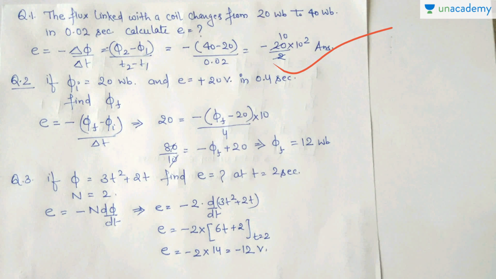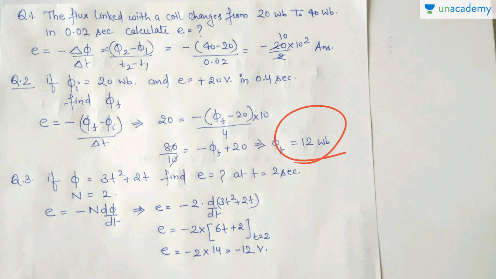Okay. Now the second question. If the initial flux is 20 Weber and the EMF generated due to the change in flux is 20 volt in 0.2 second, then what is the value of the final flux at this time? So again we put this formula, E is equal to minus change in flux upon change in time. The value of E is given as 20, we can put it here, minus (final, which we have to calculate, minus the initial, which is given as 20) upon my time, which is 4 into 10 raised to power 10. So by calculating this, we will come to phi equal to 12 Weber.